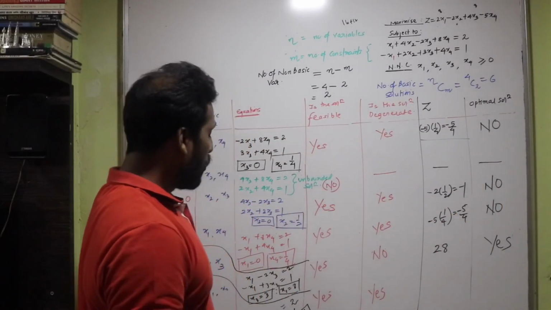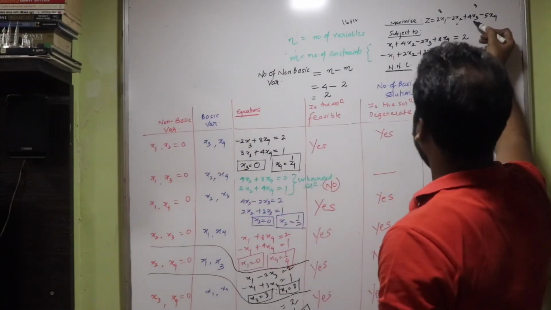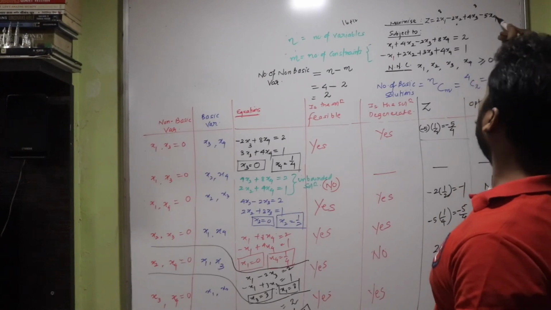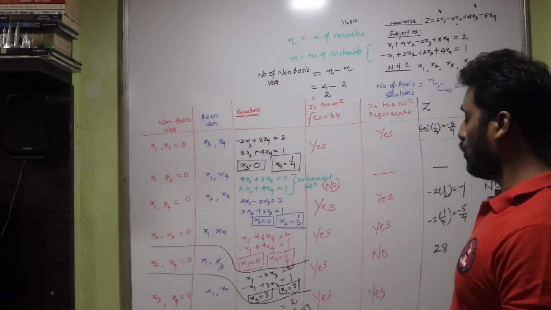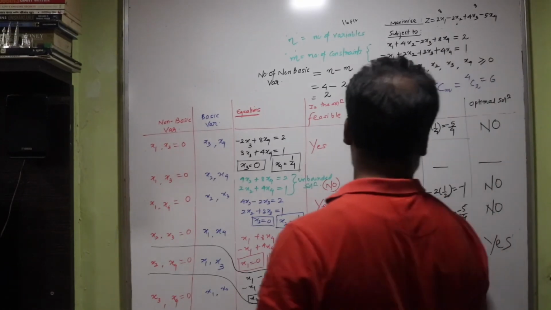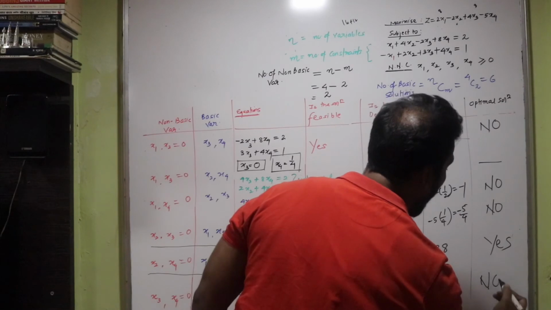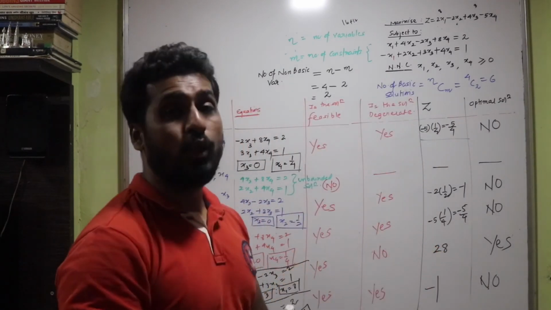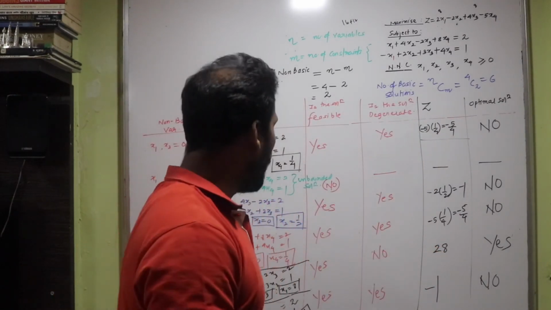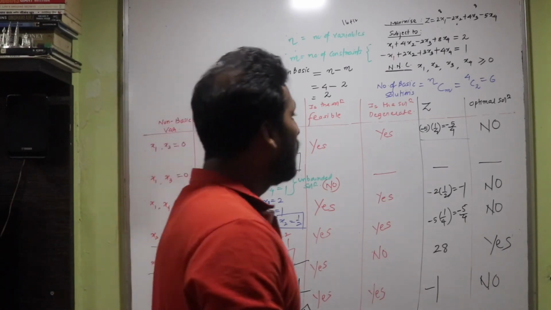Because that could be the maximum value. You can check the last one also. Obviously x1, x3 and x4 are going to be 0, and minus of 2 x2, and x2 came 1 by 2. So the final answer was going to be minus 1. So there are plenty of values which are going to come negative, and all of them are not optimal solutions. Only one value came positive, and that was when x1 is 8 and x3 is 3.